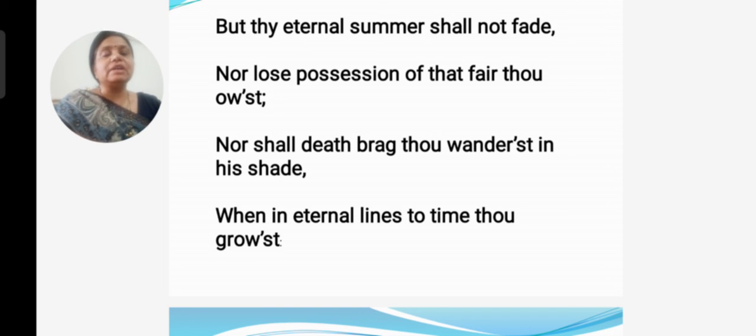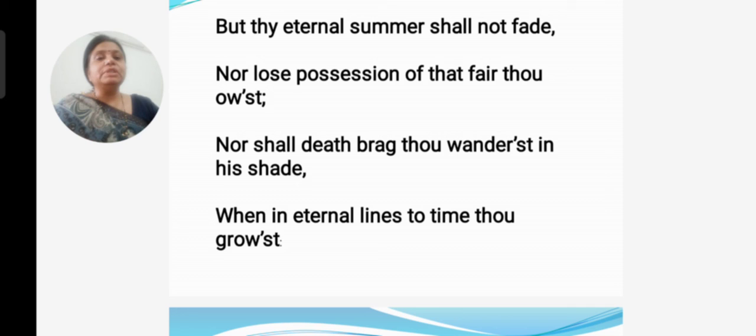And even death can't boast. And recently we did the poem "Death Be Not Proud." So we can hear the undertones over here also, that death can claim the body of the fair youth but not the beauty of the fair youth, because the beauty of the fair youth is forever locked in the sonnets of William Shakespeare, because he says, "When in eternal lines to time thou growest."